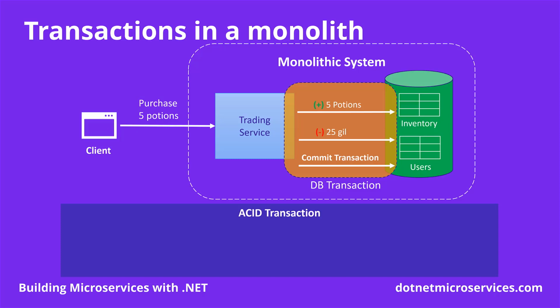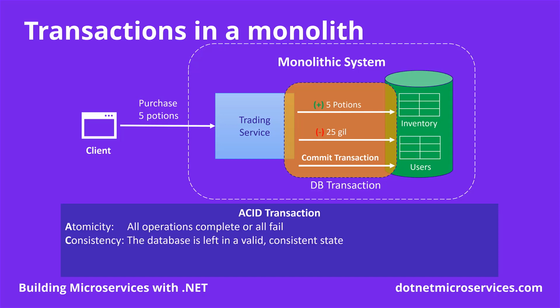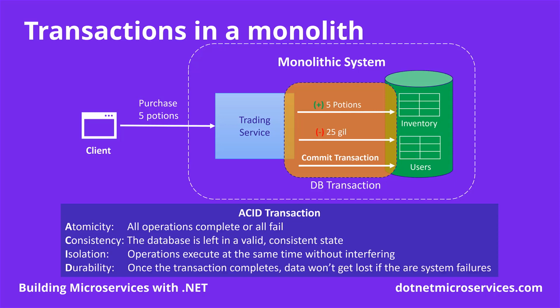ACID stands for atomicity, since all operations must complete or all of them should fail. Consistency, because the database must be left in a valid, consistent state. Isolation, meaning that all operations can execute at the same time without interfering with each other. And durability, because when the transaction completes, the data won't get lost even if there are unexpected system failures.